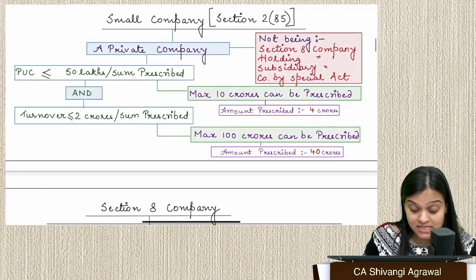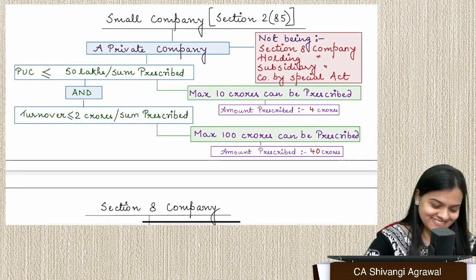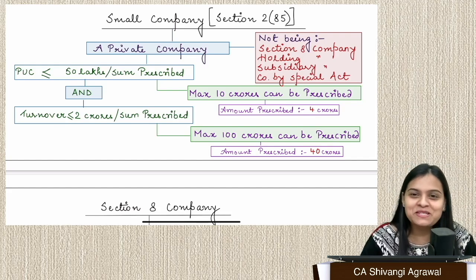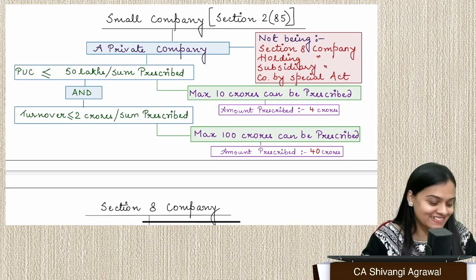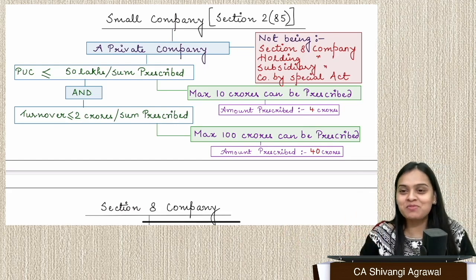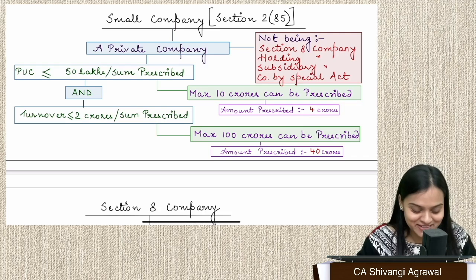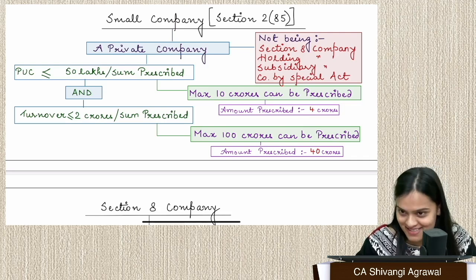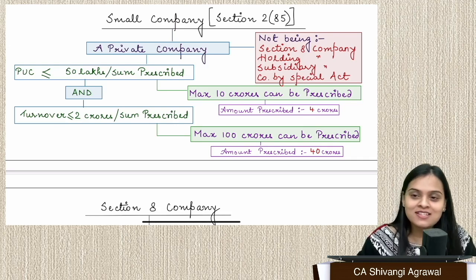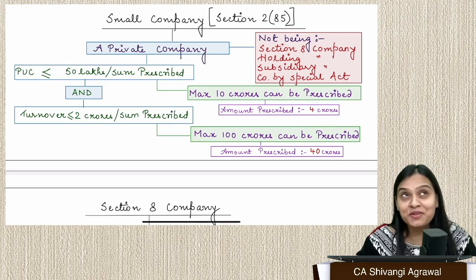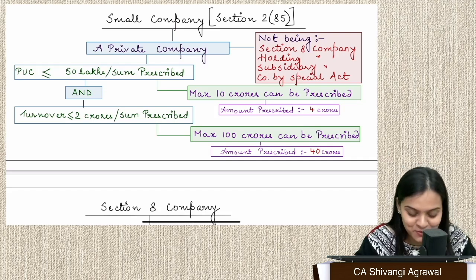Now, small company. Small company, the most debatable company I've ever heard. That's because government has been constantly changing the prescribed limits, and that's why students have this knowledge of small company. They might not know any other company, but they'll definitely know small company. Anyways, you have to understand the entire concept relating to small company and not just this 2 crores, 20 crores, 4 crores, 40 crores, 50 lakhs, 2 crores. No, what is actually a small company?